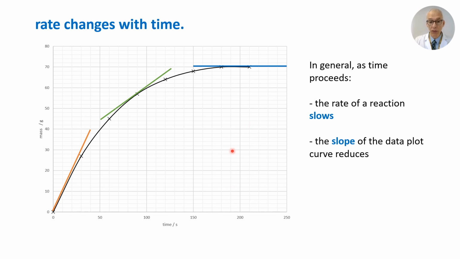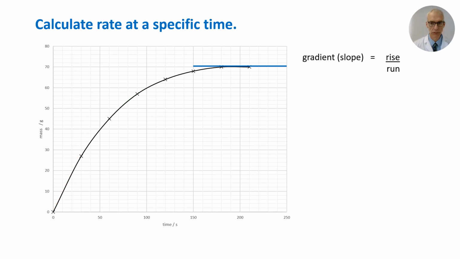After around about 190 seconds, or perhaps a bit before, we can see that the gradient of the tangent to the curve actually becomes 0. That is, the reaction has finished. So we can use the idea of the gradient of the tangent to the curve to calculate a rate at a specific time, okay? Not an average, but at a specific time. For instance, the initial rate at time 0. So I can draw a tangent to the curve at time 0.